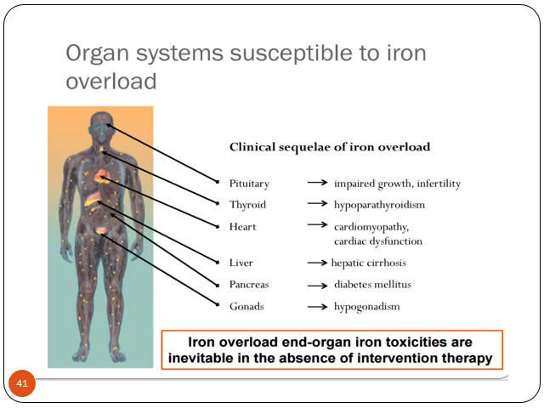Organ systems susceptible to iron overload due to recurrent transfusion: the pituitary, leading to impaired growth and infertility; the thyroid, leading to hypoparathyroidism; the heart, leading to congestive heart failure, cardiomyopathy and cardiac dysfunction; the liver, leading to hepatic cirrhosis; the pancreas, leading to diabetes mellitus; and the gonads, leading to hypogonadism. Iron overload and end organ toxicity are inevitable in the absence of intervention therapy, and this is the most dangerous complication of thalassemia.